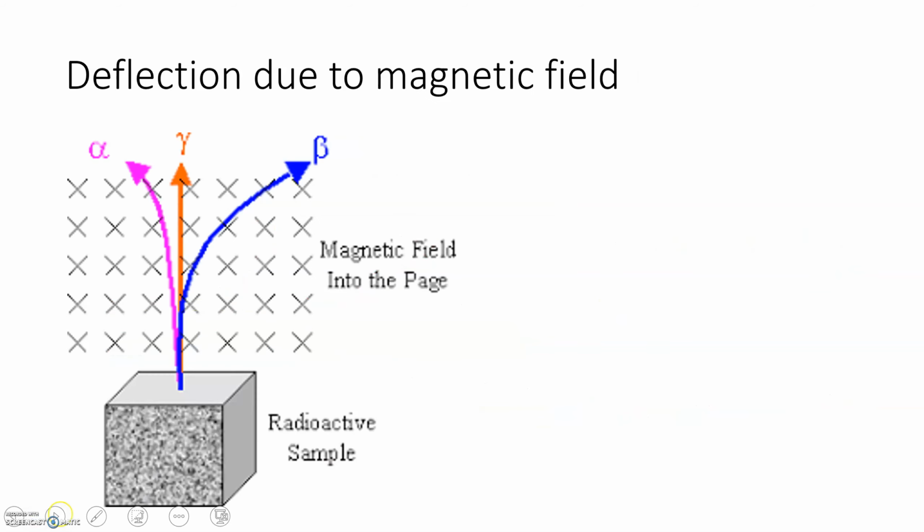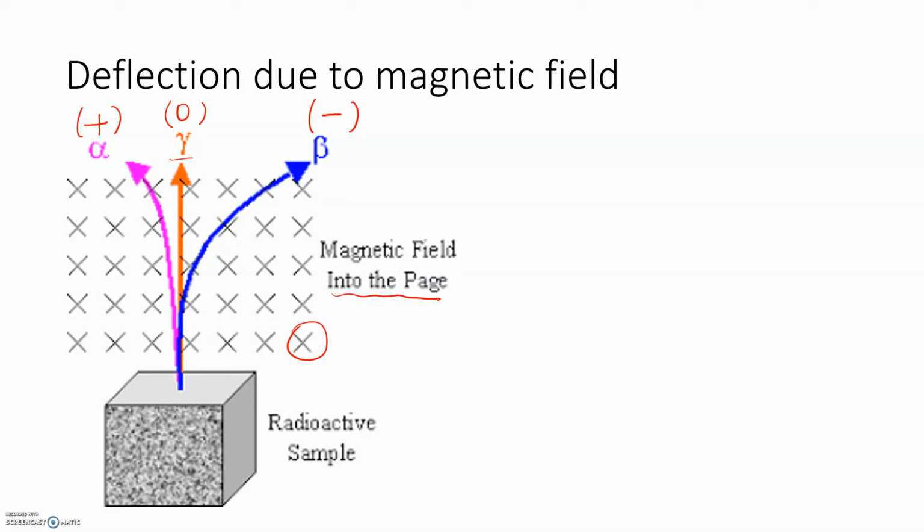Now, deflection due to a magnetic field is slightly trickier. You need to again remember the charges for these. Negative there, positive there, and neutral here. So gamma's the easiest. We know that's just going to go straight on. It's unaffected by the magnetic field. You might remember these crosses here mean that the magnetic field is going into the page.